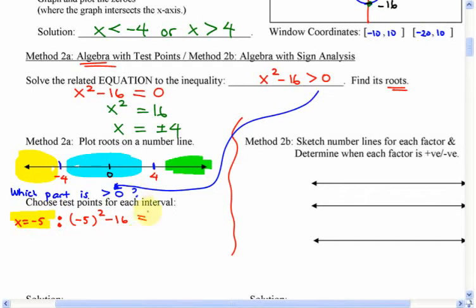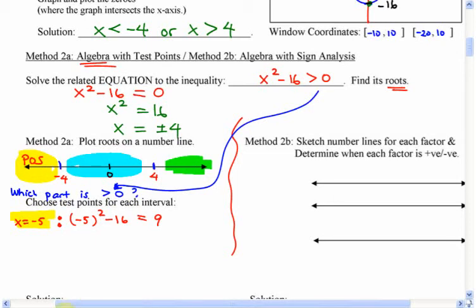9. Okay, good. So because that number is 9, it's positive, I know that everything in that region must be positive. So I write down the word POS. Does that make sense? I've tested one of the points in that region. It's positive, so I know that whole region is positive.